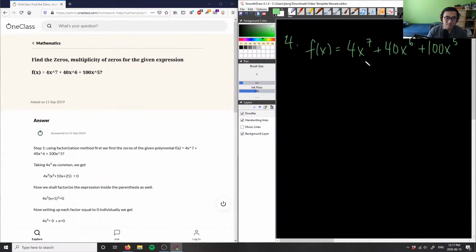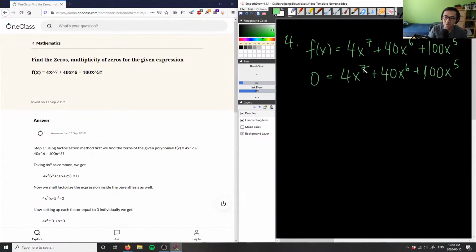We're basically setting this to 0. F of x has to be 0 to solve for our zeros here. So we're going to set this to 0 first. We can think of it as solving for the x-intercepts or zeros. They're kind of interchangeable terms here.